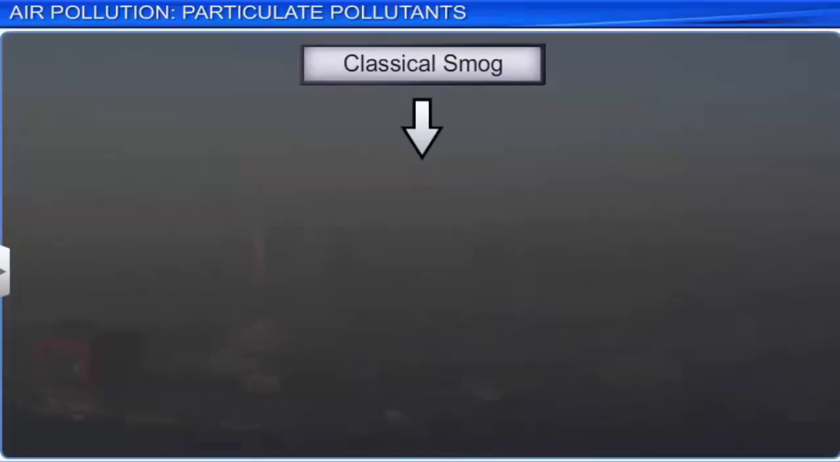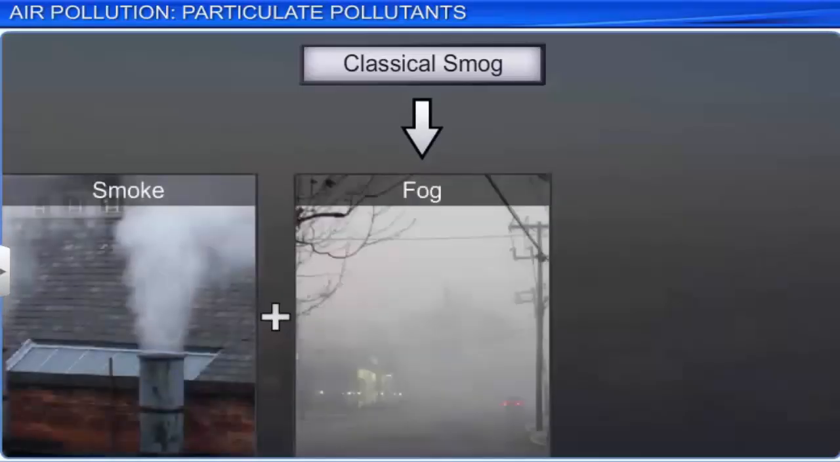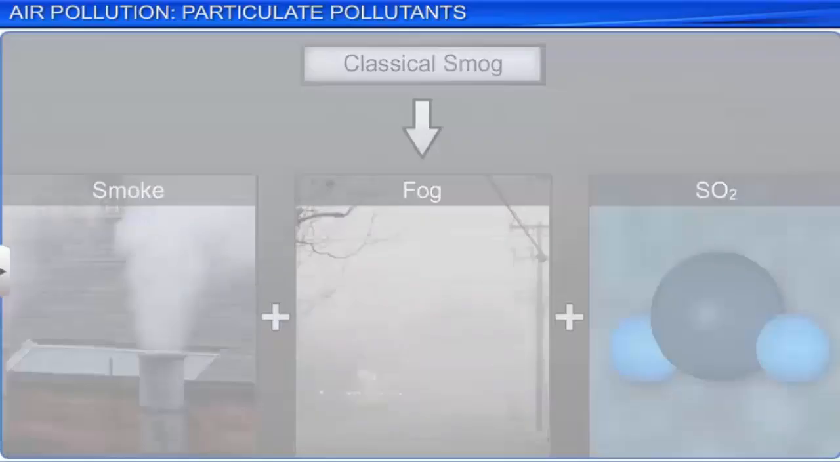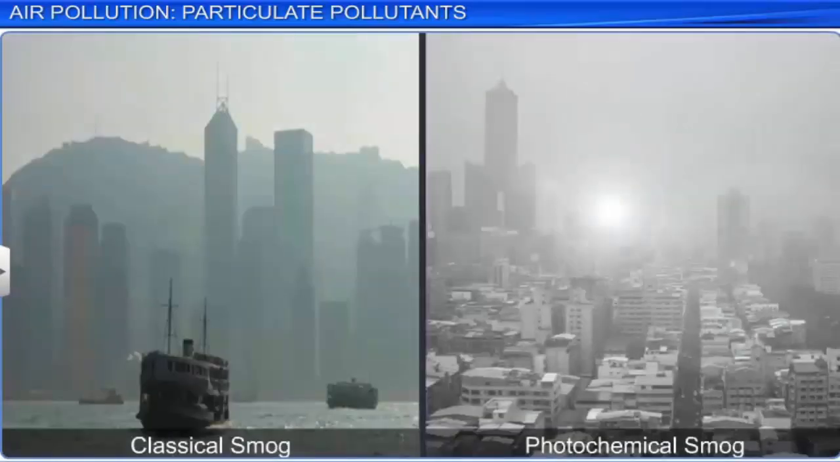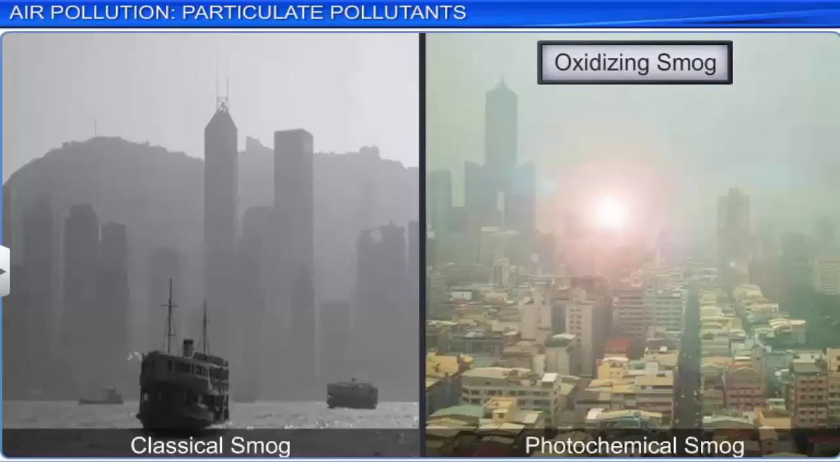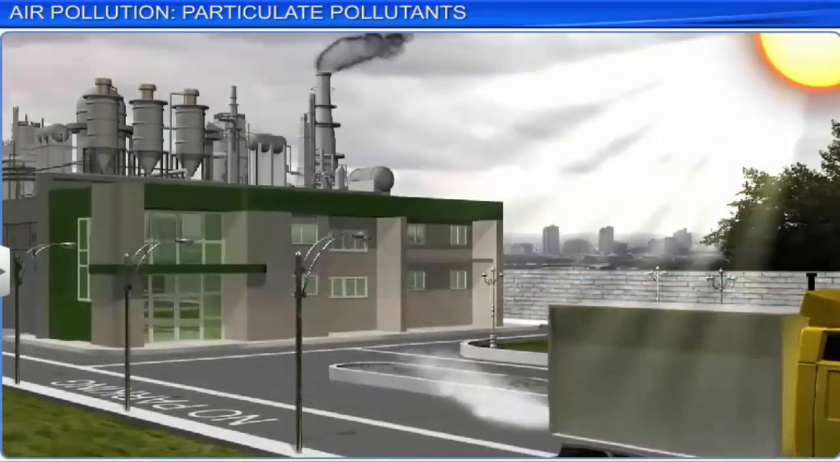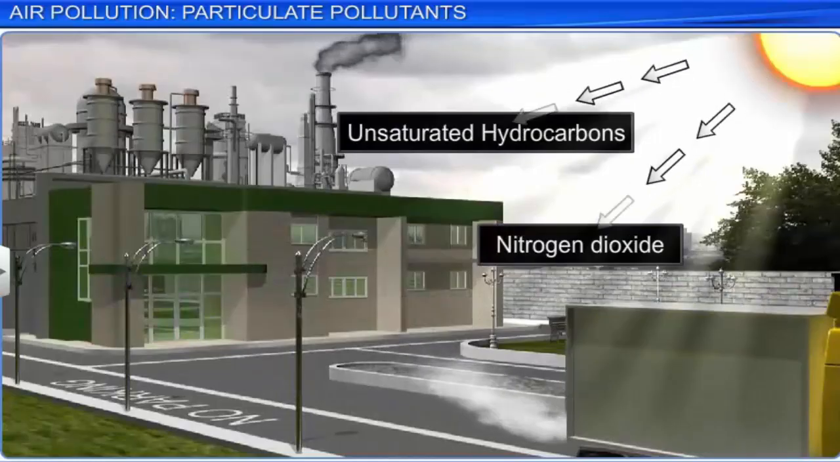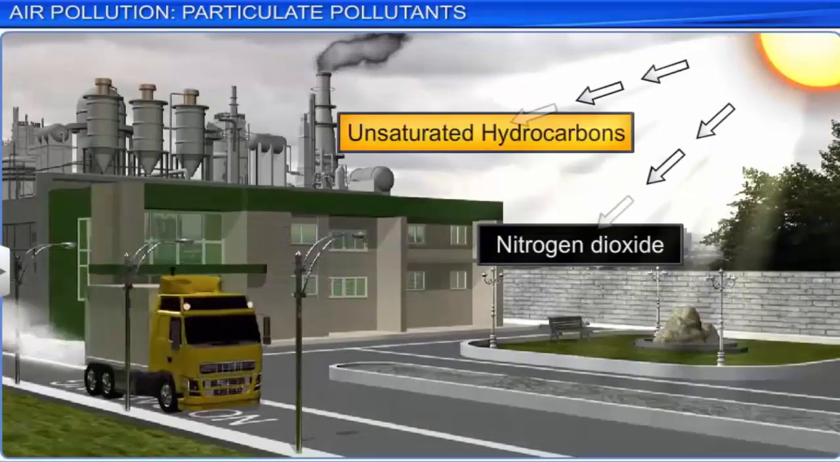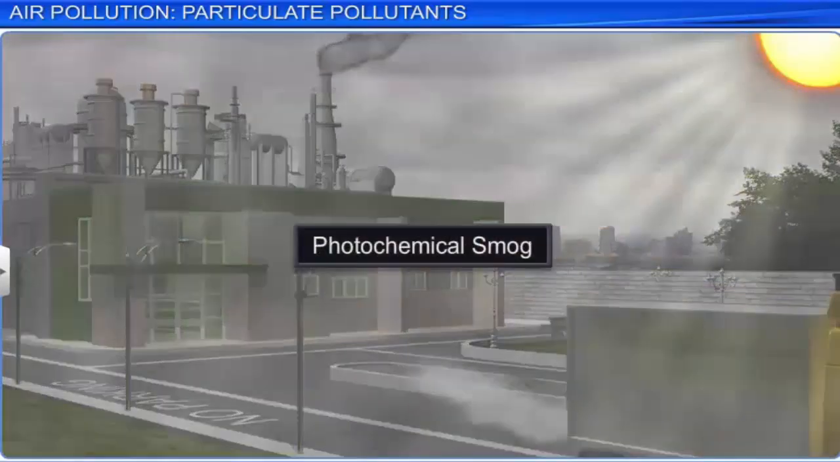Classical smog is composed of smoke, fog, and sulfur dioxide. This type of smog generally occurs in a cool, humid climate. Photochemical smog occurs in warm, dry, and sunny climate. Photochemical smog is also known as oxidizing smog for its high concentration of oxidizing agents. When the sun rays hit the particles of unsaturated hydrocarbons and nitrogen dioxides, photochemical smog is formed.